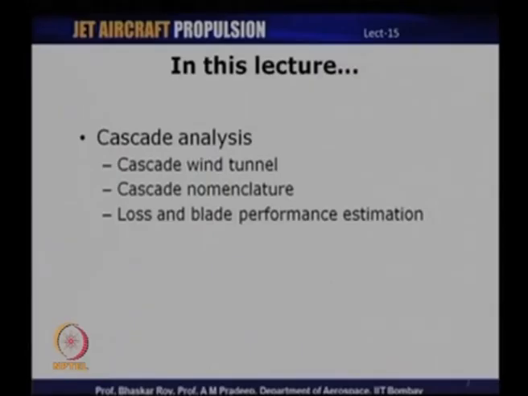What we mean by a cascade, we will take a look at what is a cascade wind tunnel, and then we will also try to understand the nomenclature associated with a cascade. There are a lot of angles and velocity components and other geometric parameters which are involved. We will discuss that during the cascade nomenclature. We will then talk about what are the different losses that we can detect or determine from the cascade analysis, and how we can evaluate the performance of a given blade. So, these are some of the topics that we are going to take up for today's discussion. Now, let us first understand what is meant by a cascade.